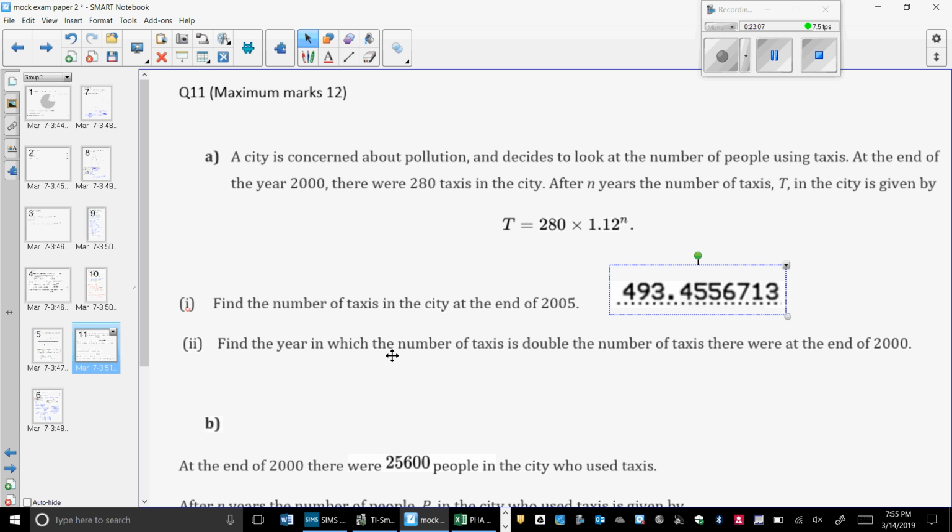Find the year in which the taxis double the number of taxis. So if there were 280 in year 2000, we're going to find when there are 560. So 560 is 280 times 1.12 to the n.